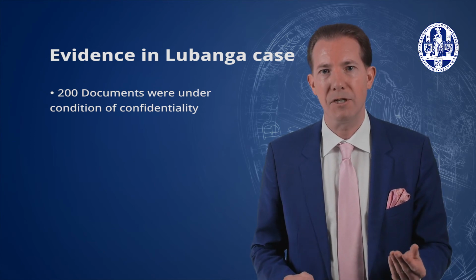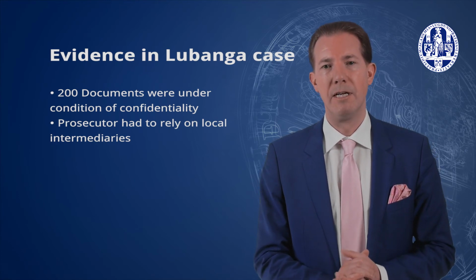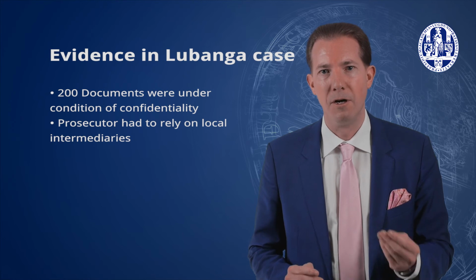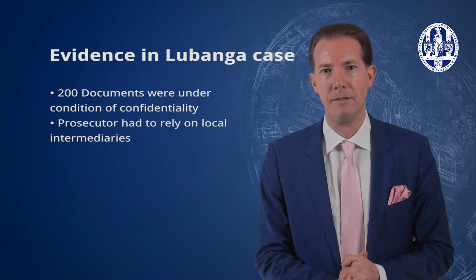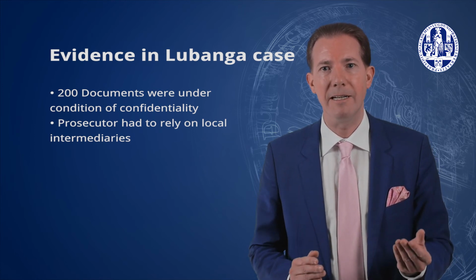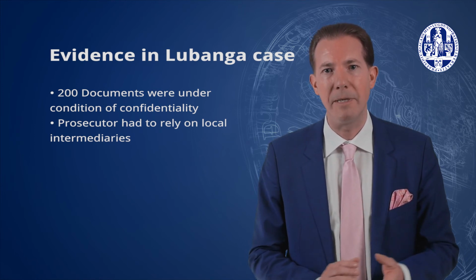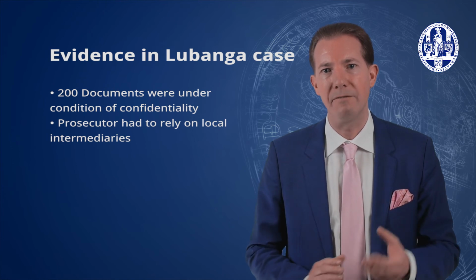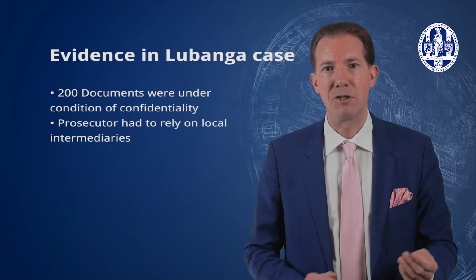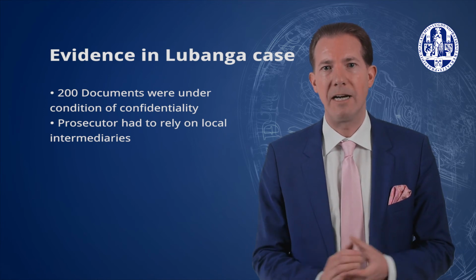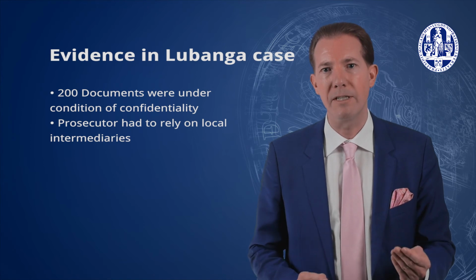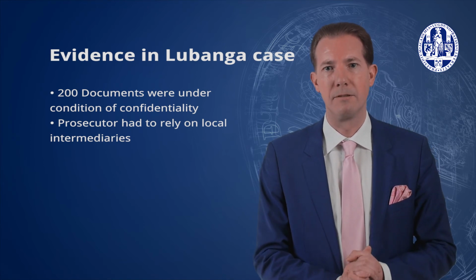Additionally, the prosecutor had to rely on local intermediaries in order to get access to the evidence. This includes local NGOs or members of civil society. These intermediaries may often have their own interests. They are typically not subject to the same accountability standards as professional investigators or prosecutors. This use of intermediaries was challenged by the defense. The ICC had to adopt intermediary guidelines in order to prevent conflicts of interest and malpractice.